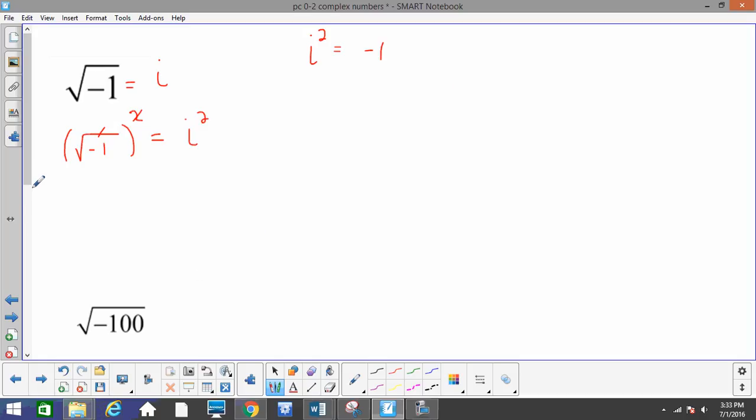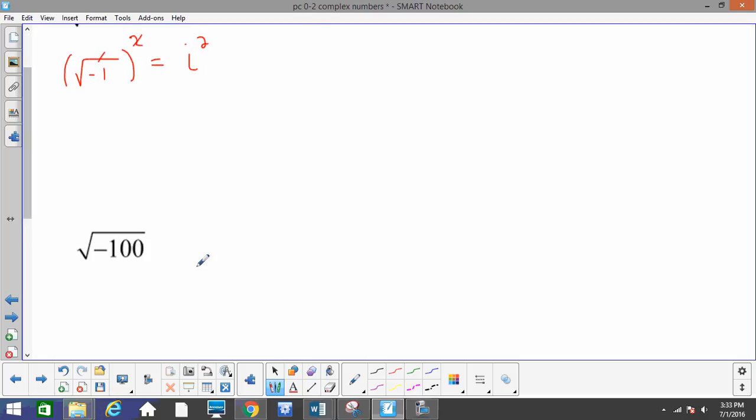All right, so if I asked you, though, to get the square root of -100, well, that's the same as the square root of -1 times 100. Well, the square root of -1 is going to give you the I. The square root of 100 is 10. And we usually put the I after the number, so that would just be 10I.